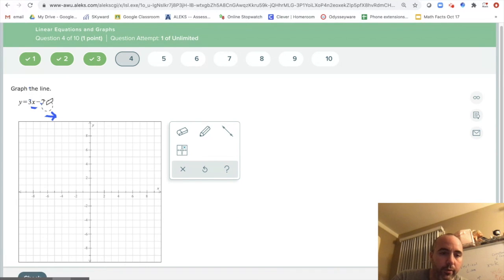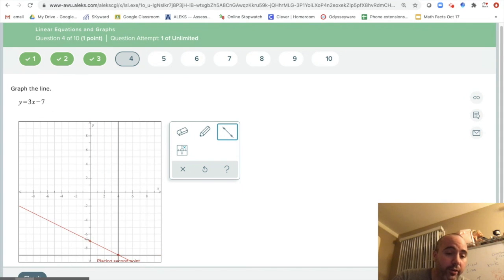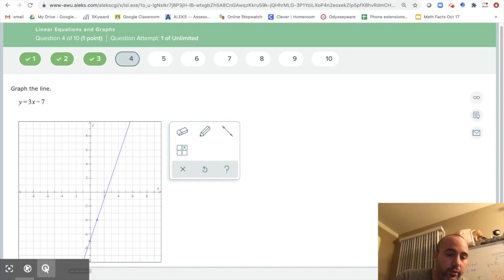All right. So same idea here. I'm going to try to go through these quickly because I have a 5-minute limit for this type of app. So -7 for my y-intercept. I go down to -7, and then my slope is 3. So from here, I go up 3 and to the right 1, and we're good there.